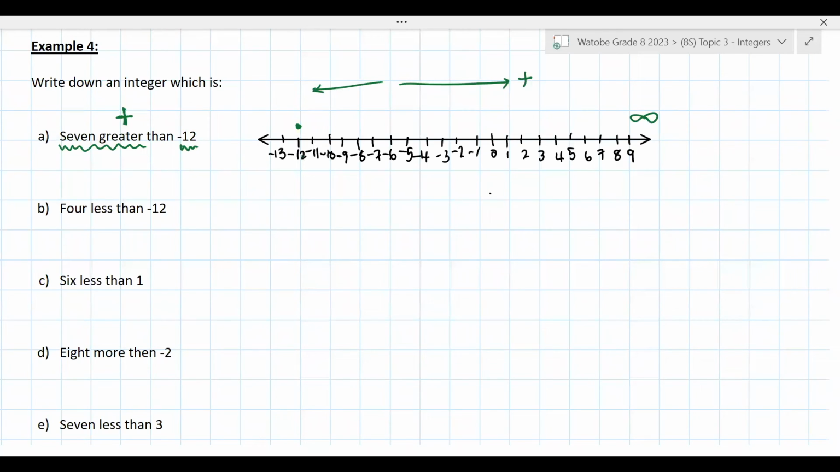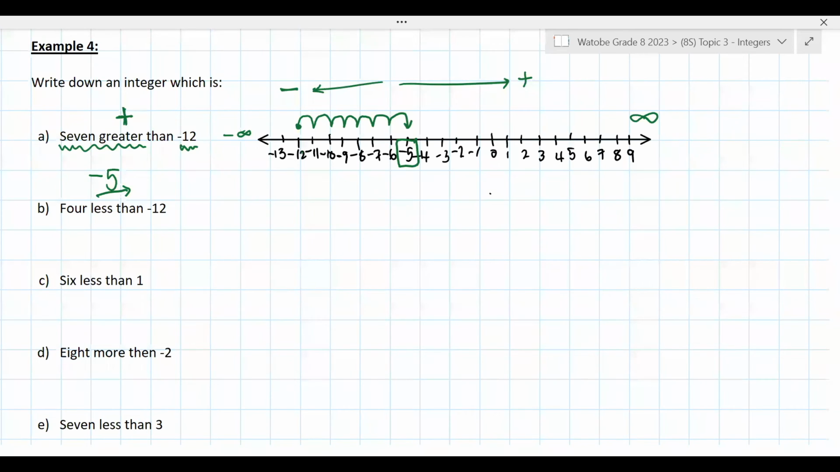If I'm subtracting numbers, then I'm moving towards negative infinity. I'm getting more and more negative. So I now want to add 7 to this negative 12. So I'm moving to the right, 2, 3, 4, 5, 6, 7. And where I end, that is the integer that I want to write down. Negative 5 is 7 greater than negative 12.